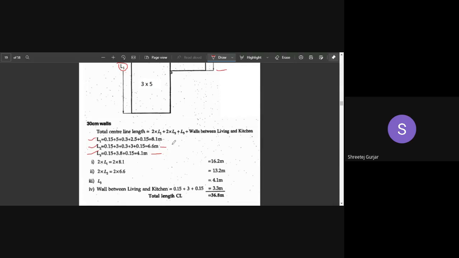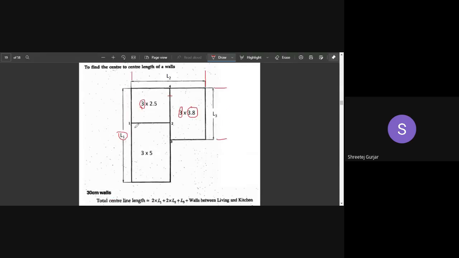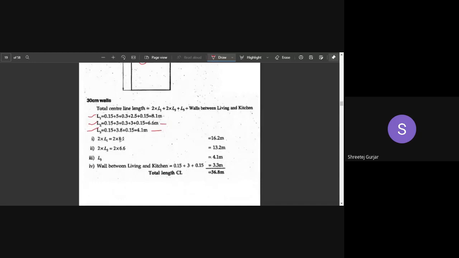Okay, 4.1. So we need this individual wall length, right? We need this one. This width is 3 meters, plus half of your wall thickness here plus half of your wall thickness over here. So it will be 3.3 meters, the wall between the living room and kitchen. So it will be 3.3.